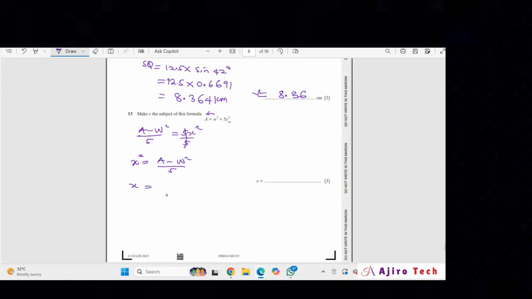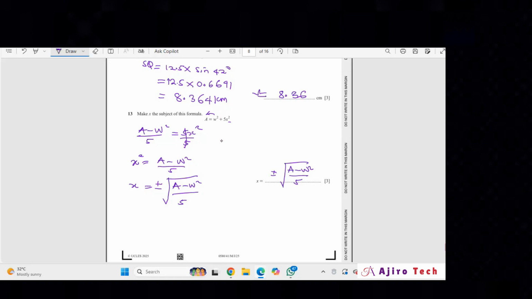So your S is equal to, you're going to take the square root. So plus or minus, you introduce that. Square root of what? A minus W squared all over 5. So that is how we solve this. So this is the answer we have. S is equal to plus or minus square root of A minus W squared all over 5.